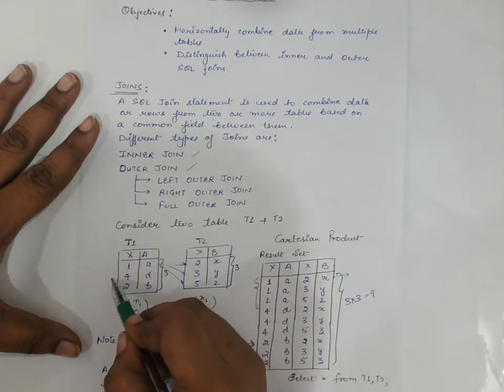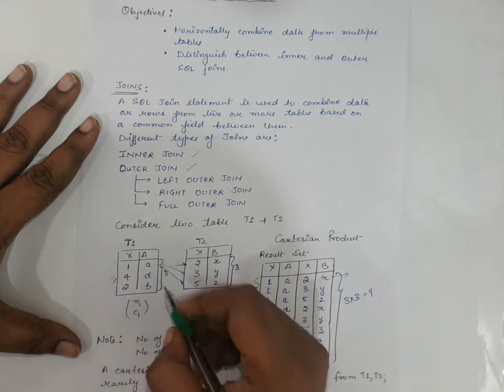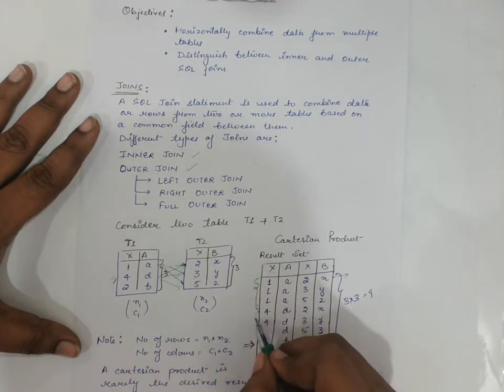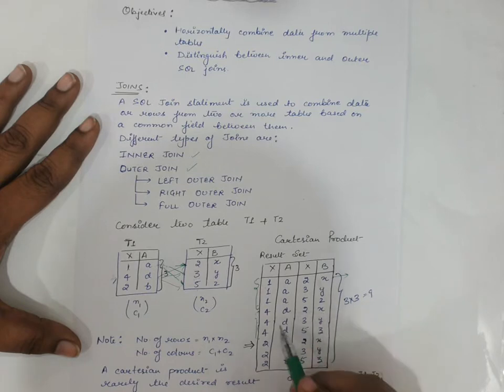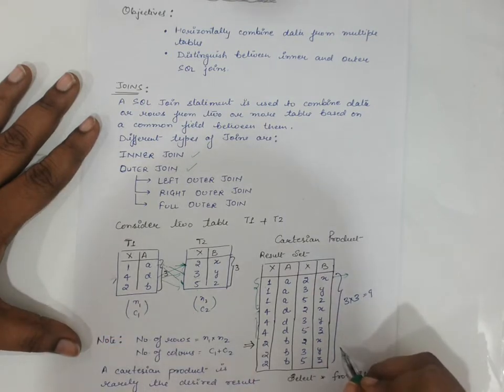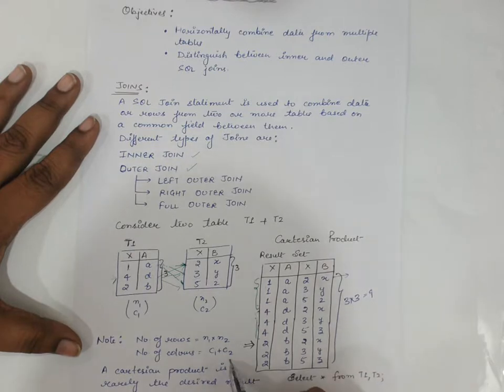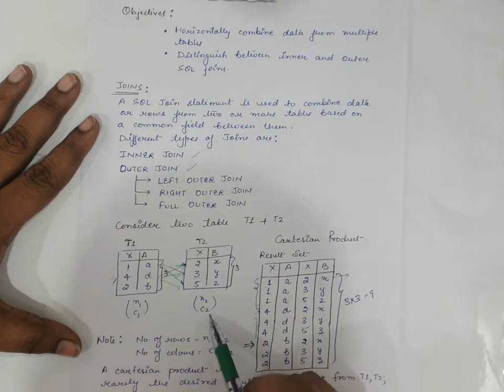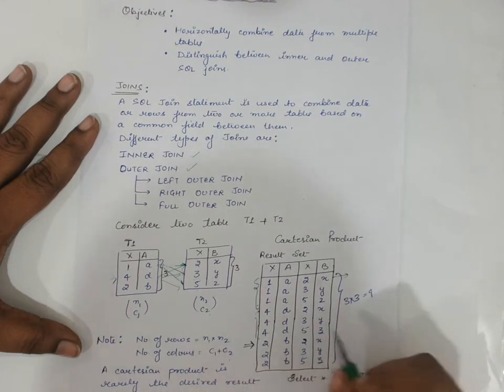The similar thing will happen for the next row of table 1. It will do the mapping with tuple 1, tuple 2 and tuple 3 of table 2, and it yields the output like this: 4d 2x, 4d 3y, 4d 5z. And similarly for the third tuple. The point is how many columns and rows will be formed in the result set. Let's assume C1 is the number of columns in table 1 and C2 is the number of columns in table 2. So the total number of columns in the result set is C1 plus C2.